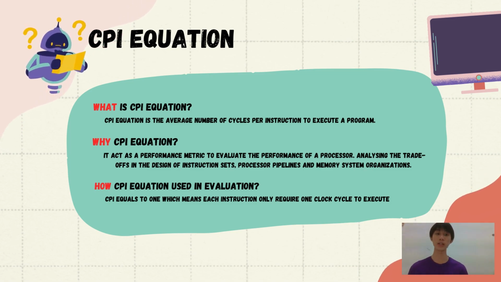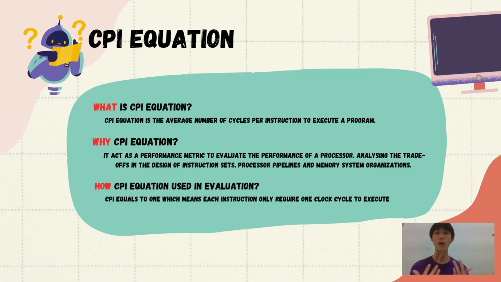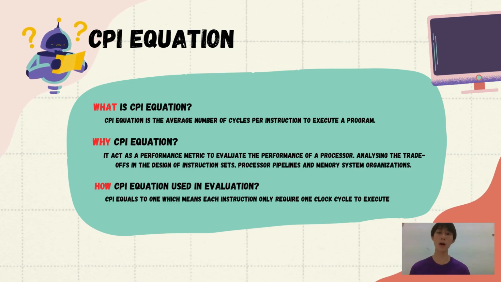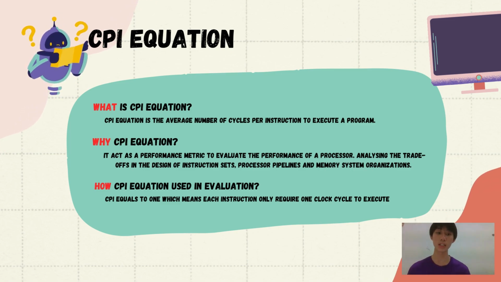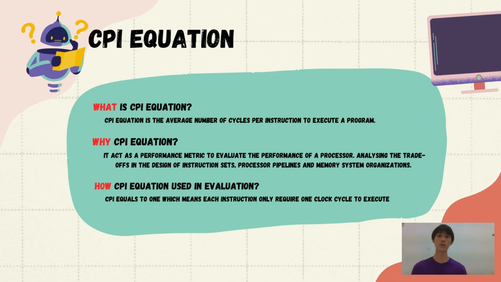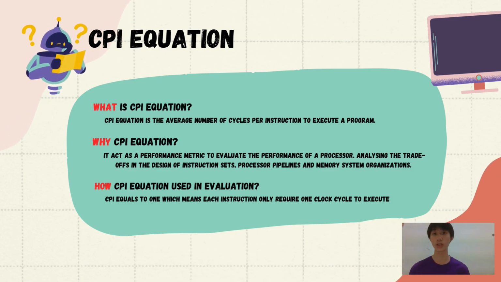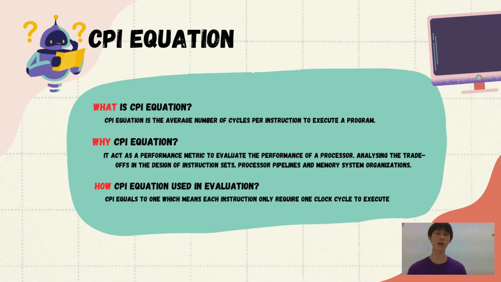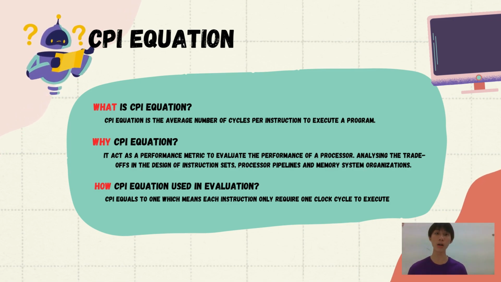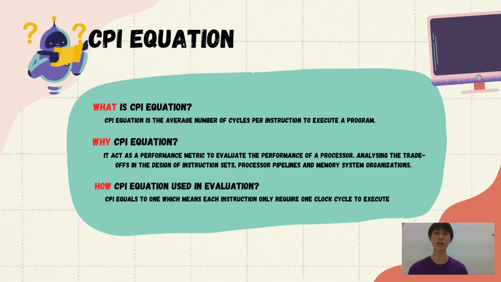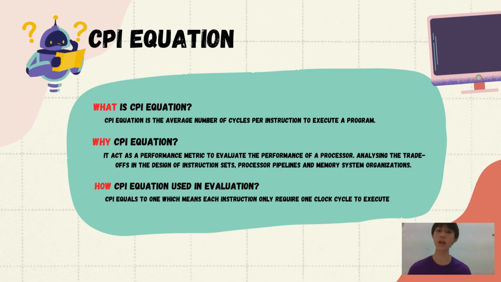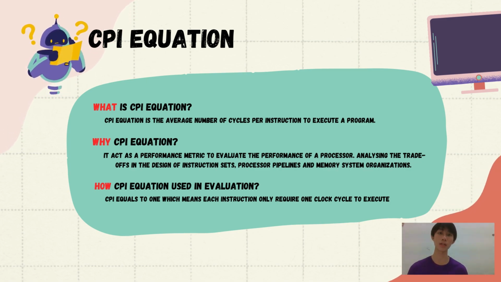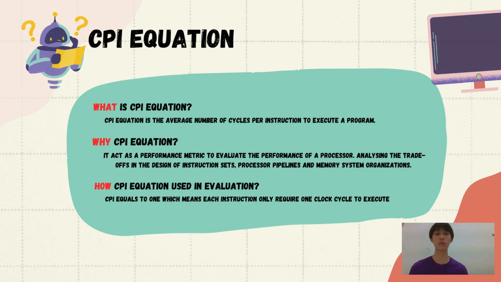For designers, they use CPI to analyze the trade-offs in the design of the instruction set, processor pipelines, and also memory system organization. So how is the CPI equation used in evaluation? Basically, every processor targets a CPI equal to 1, which means high performance, since a CPI of 1 means that each instruction only requires one clock cycle to execute.